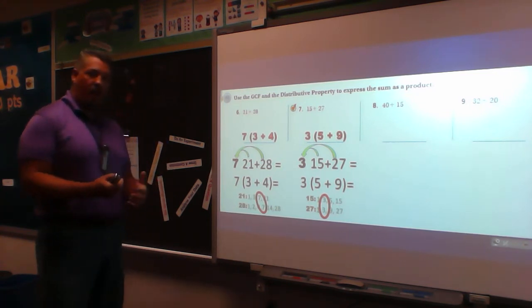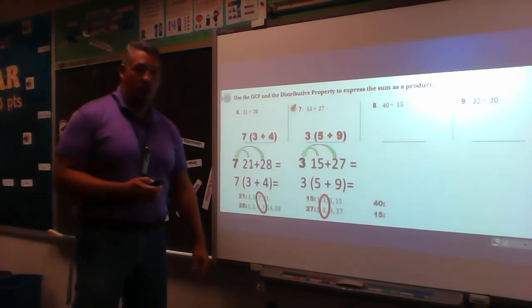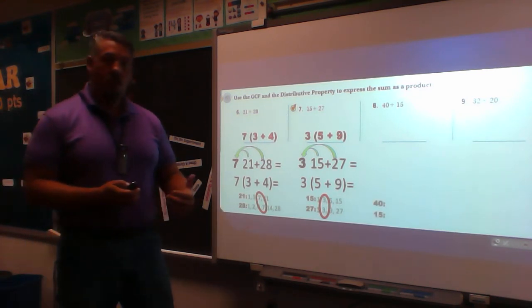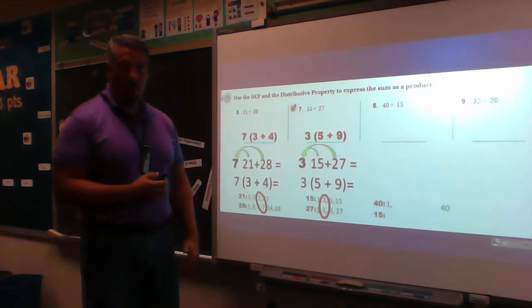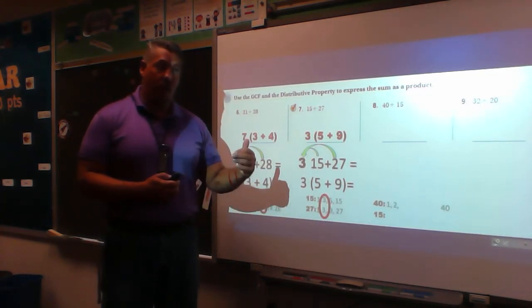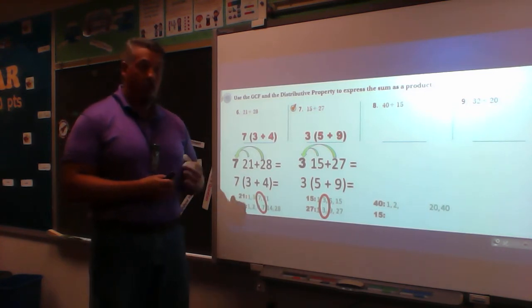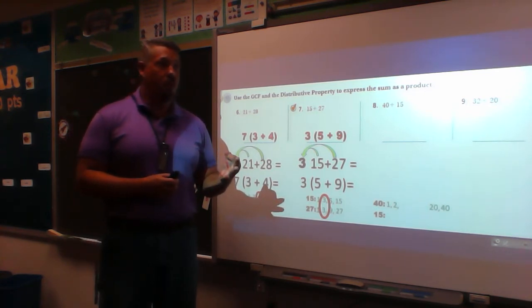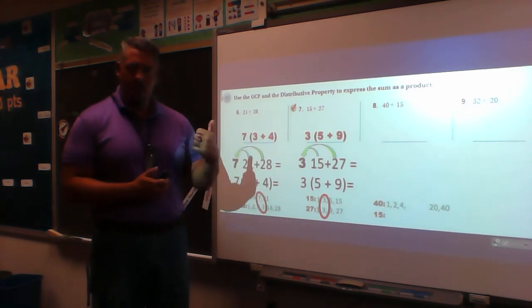All right, so what about 8? Doing the same thing. Have to find my greatest common factor for 40 and 15. Starting with my smallest, going to my biggest. So I have 1 and 40. It's even, so I have 2 and 20, because 2 goes into 40 20 times. 3, 4 plus 0 is 4, 3 doesn't go into it. 4, yeah, remember we did this up above?